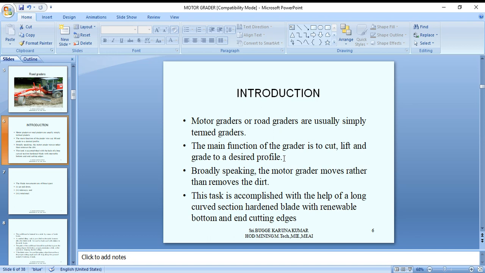Broadly speaking, the motor grader moves rather than removes the dirt. This task is accomplished with the help of a long, curved, hardened blade with a removable bottom and end cutting edge. The function happens with the help of the long bottom edge and a renewable bottom end cutting edge on the blade.